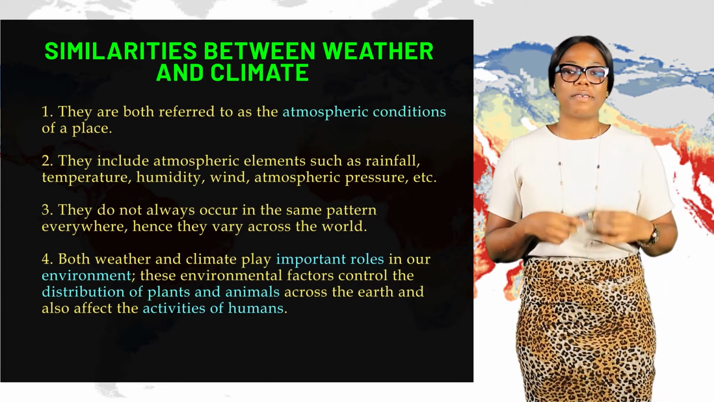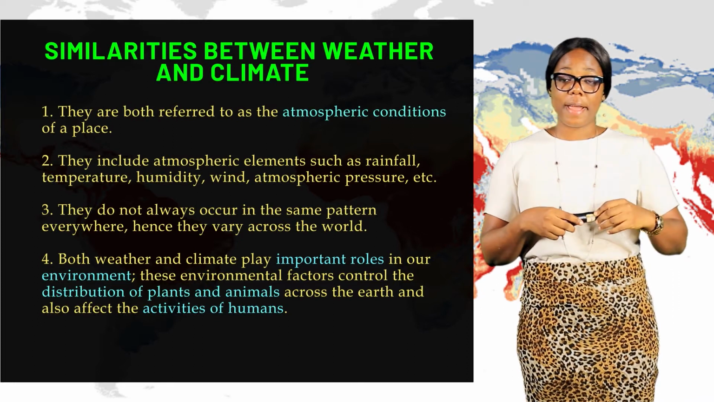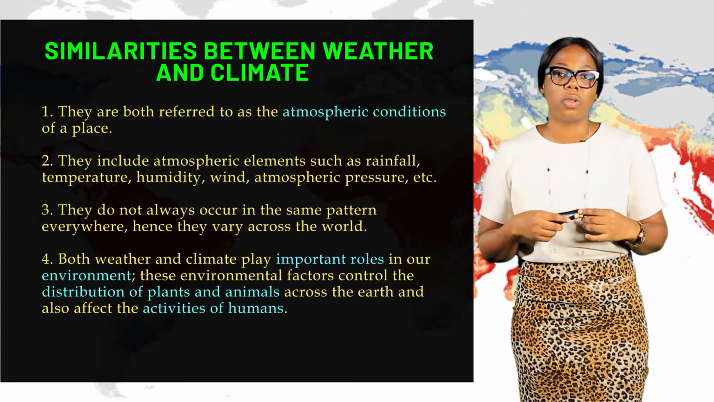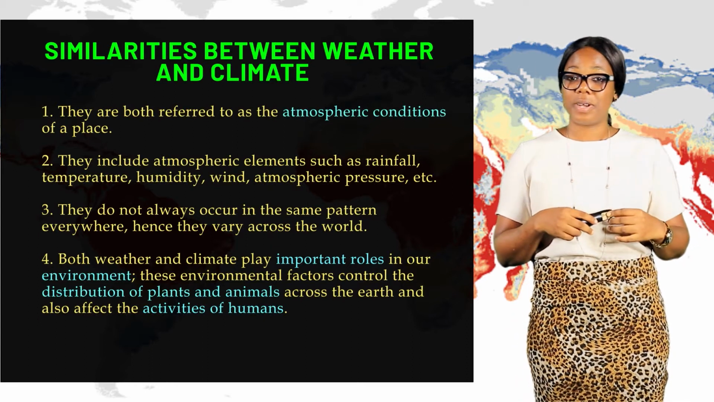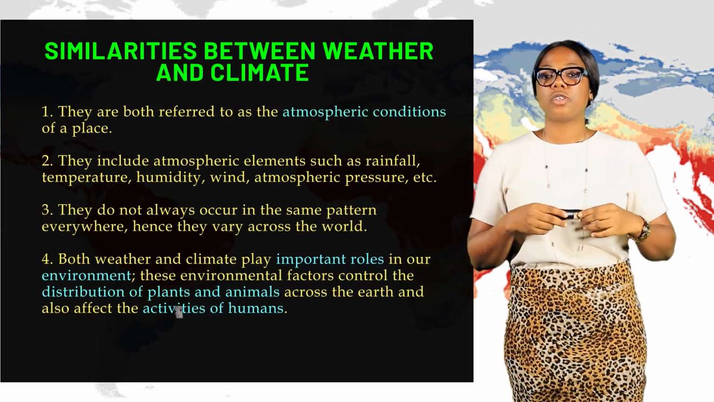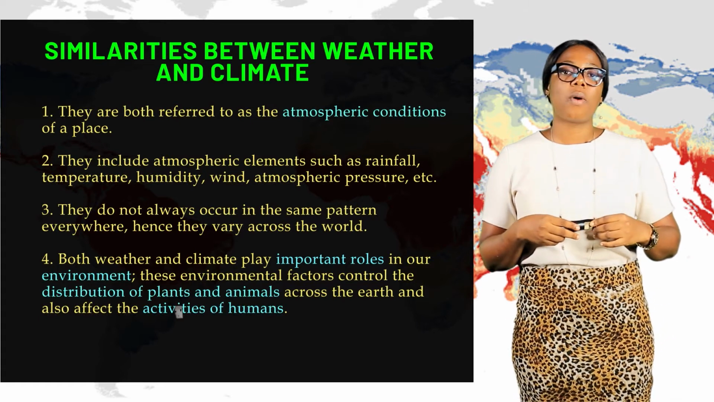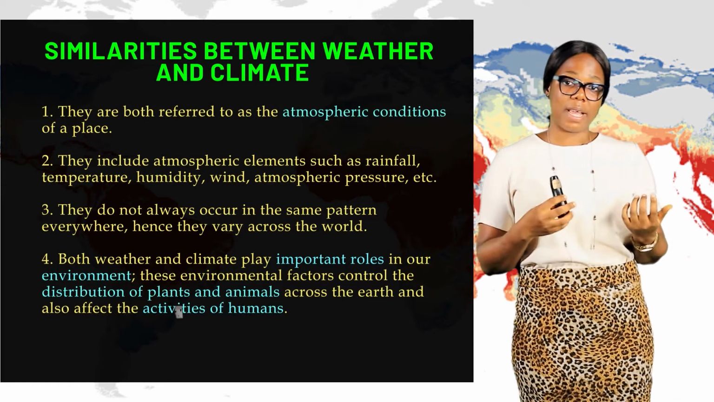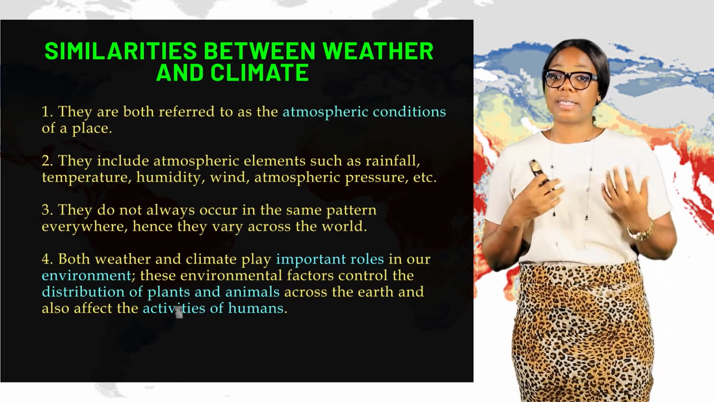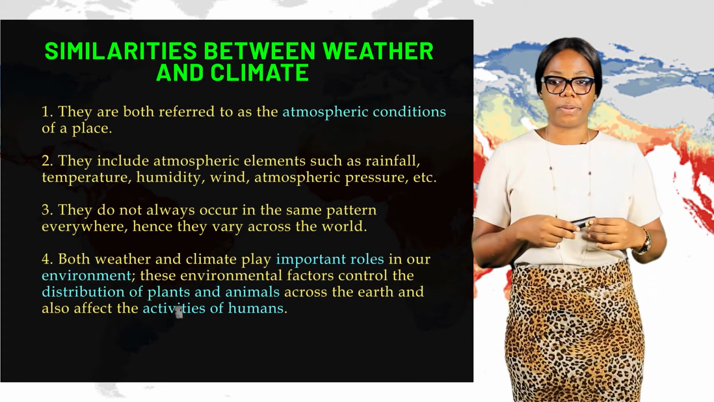Next, both weather and climate vary across the world. That is, they have different patterns everywhere. For example, Zaria might be experiencing high temperature as a weather condition, while Port Harcourt is experiencing rainfall. In the case of climate, regions such as Greenland experience a polar climate, while regions such as Sudan experience a dry climate. This tells us that climate and weather vary across the world.